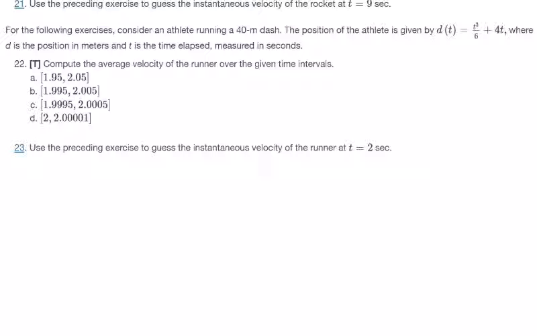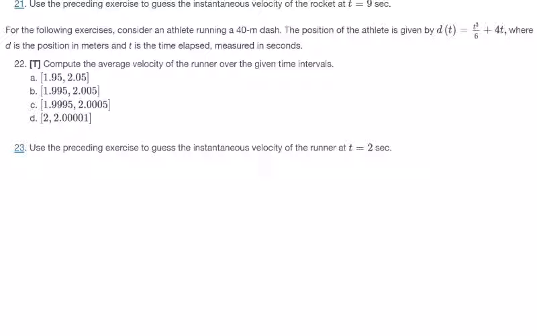All right, so we have this function here that represents distance over time. T is time, d is distance. Running a 40-meter dash, this is the distance traveled based on the time that's elapsed, and that's t. All right, so what we're given is we want to find the average velocity.